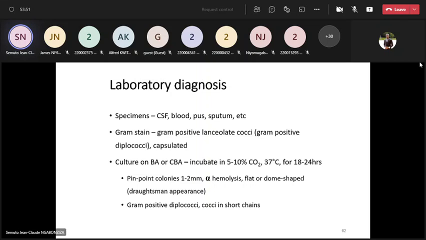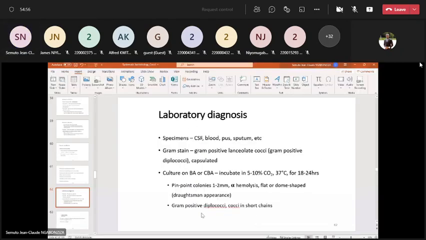As laboratory diagnosis, the specimen can be from the infected site: CSF, cerebrospinal fluid, blood, pus, or sputum. On the specimen, gram-positive lanceolate cocci can be seen, always capsulated. You can see the capsule by using India ink. Culture on blood agar or chocolate blood agar, incubated under 10% CO2, the candle jar that we have seen. It has very small, pinpoint, dome-shaped colonies with alpha hemolysis. Gram stain shows short chains or mostly diplococci. I can show you the colony.